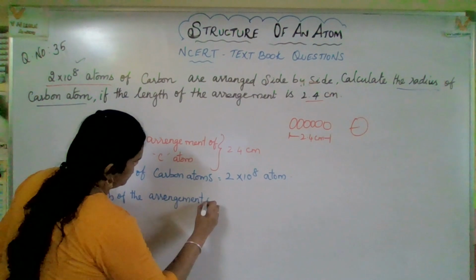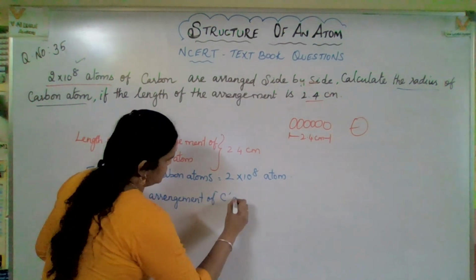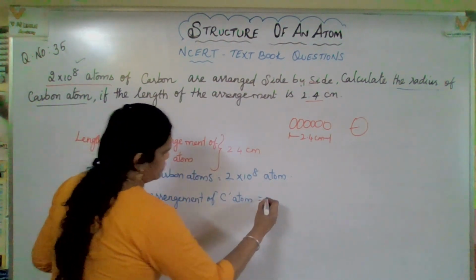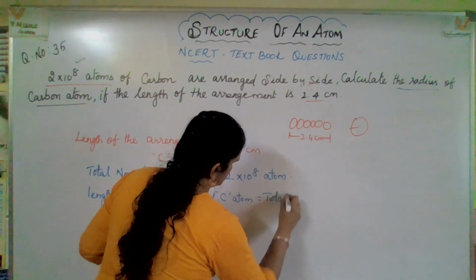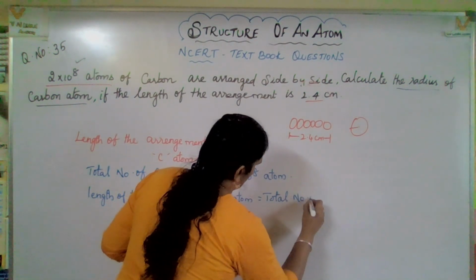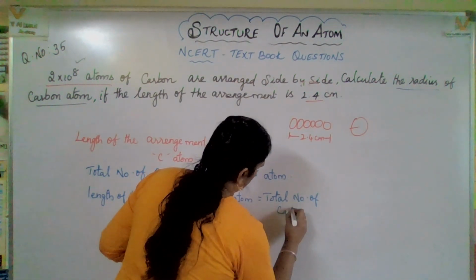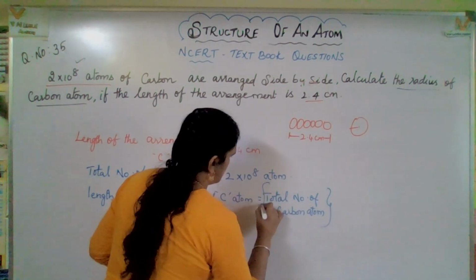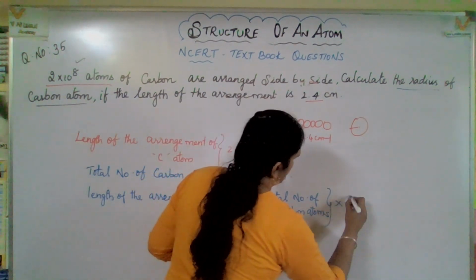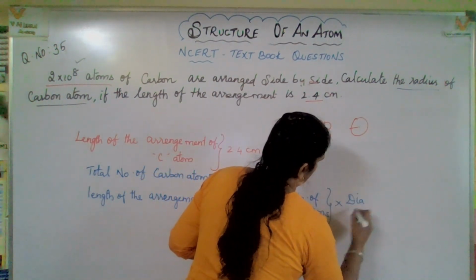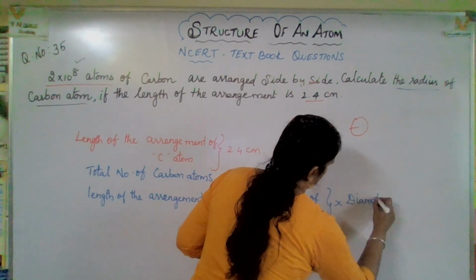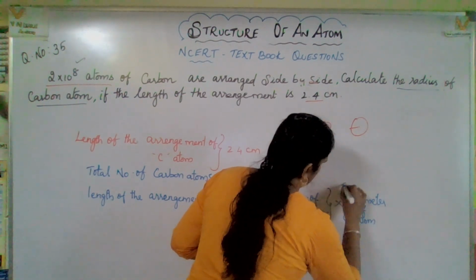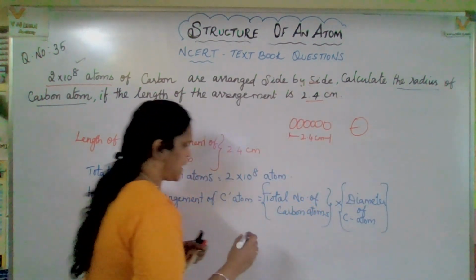Arrangement of carbon atoms: length equal to the total number of carbon atoms into the diameter of a carbon atom. Right, so let us apply the values.